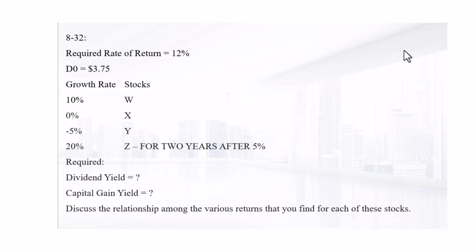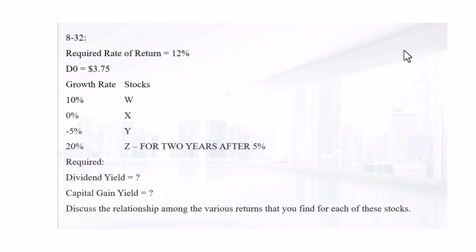We have to figure out the dividend yield and the capital gain yield for each stock. All of the stocks have a required return of 12%, which is the sum of the dividend yield and the capital gain yield. To figure out what each part of the total return is, we need to know how much each stock is worth. We can figure out the dividend yield from this stock price and dividends. Total return minus dividend yield is the capital gain yield for the stock.